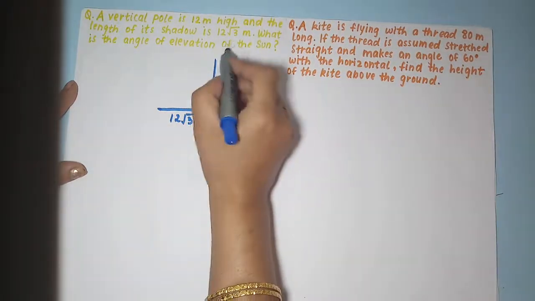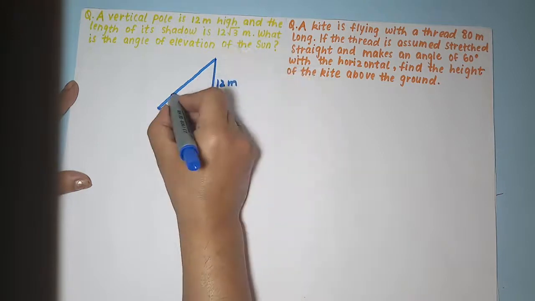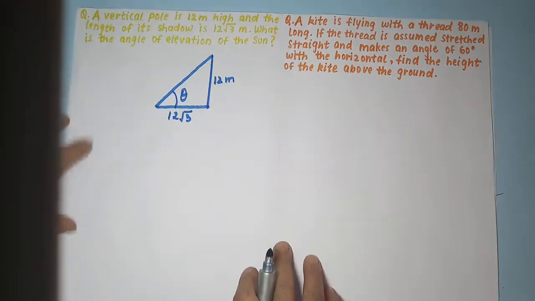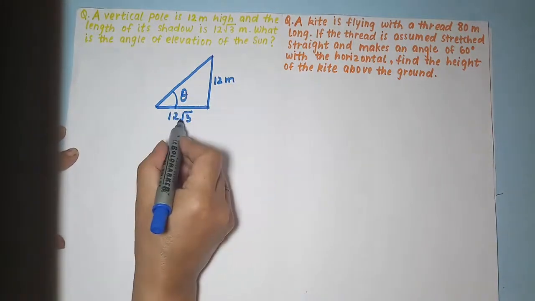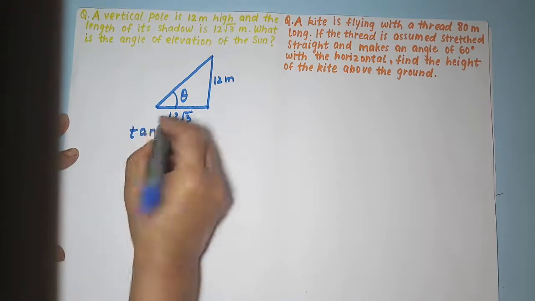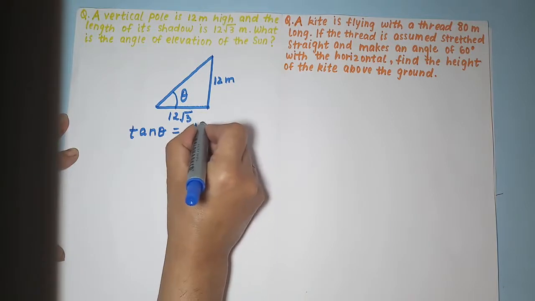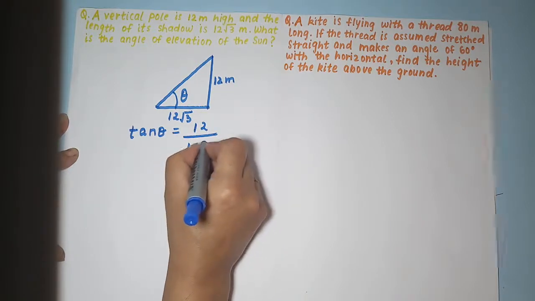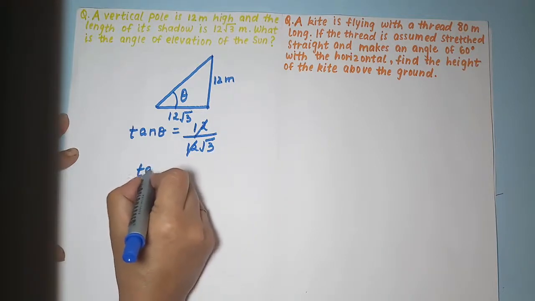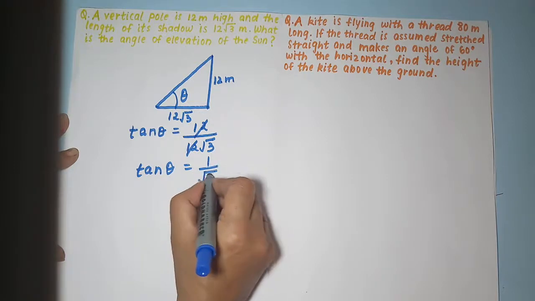What is the angle of elevation of the sun? Means we have to calculate this angle, right? Now since opposite and adjacent are given here, we will make use of tan. So we will write tan theta is equal to opposite upon adjacent, that is 12 upon 12 root 3. This 12 and 12 will go. We are left with tan theta is equal to 1 by root 3.